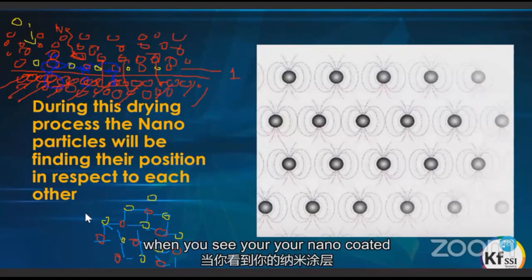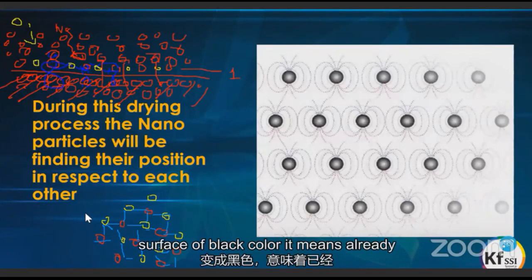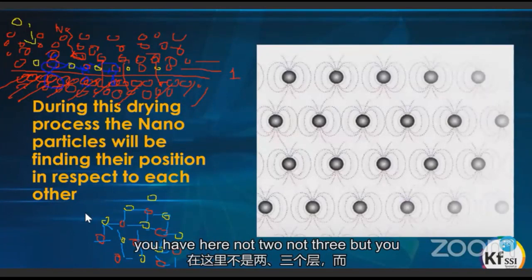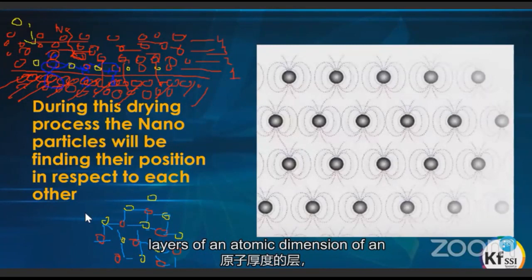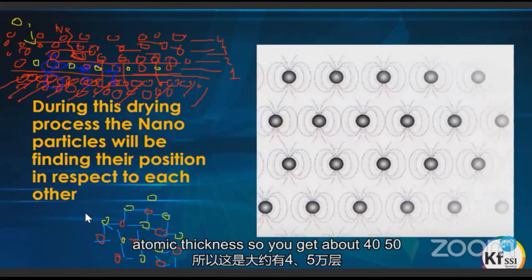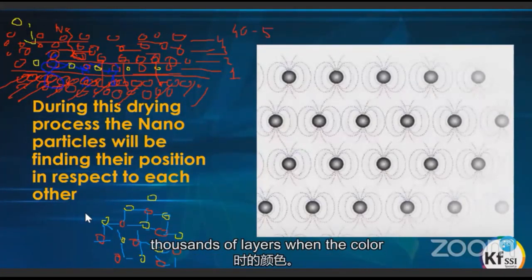When you see your nano-coated surface of black color, it means you have not 2, not 3, but tens of thousands of layers of an atomic dimension, of an atomic thickness. So you get about 40-50,000 layers when the color appears black.